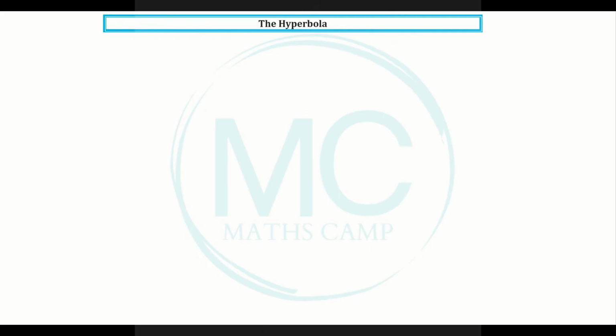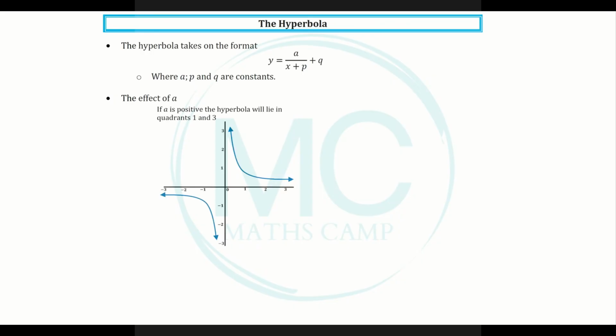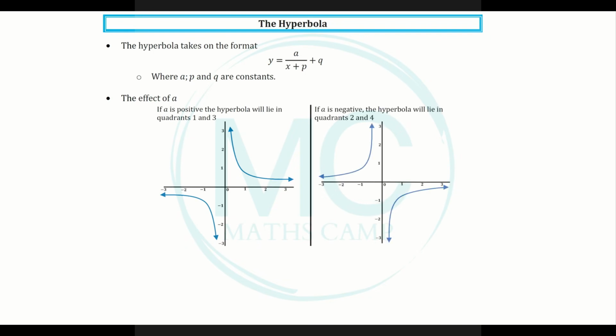Next, I want to look at the hyperbola. The hyperbola takes on the format y is equal to a over x plus p, plus q, where a, p, and q are constants. Working with the Cartesian plane, the x and y axes, you know that it can be divided into 4 quadrants. The effect of a determines where the graph lies. If a is positive, the hyperbola will lie in quadrant 1 and quadrant 3. But if a is negative, the hyperbola will lie in quadrant 2 and quadrant 4.